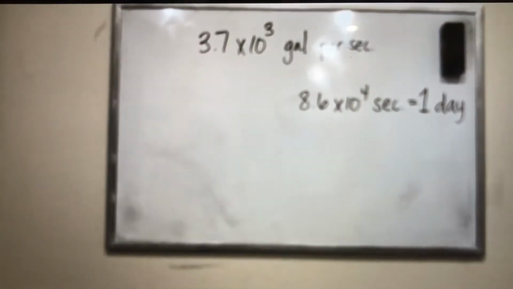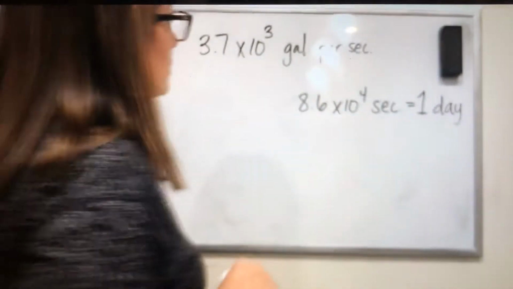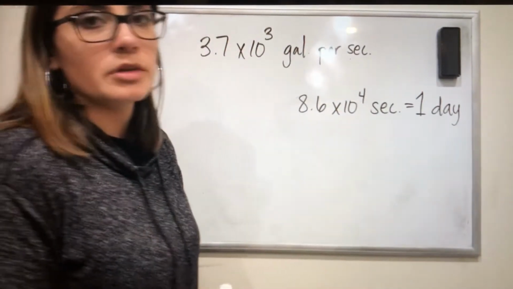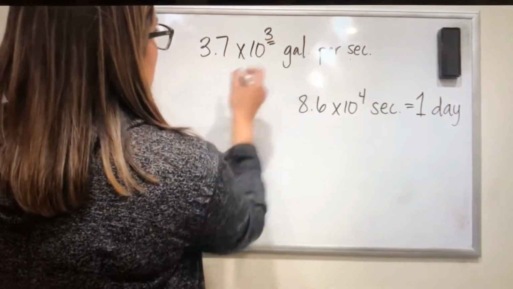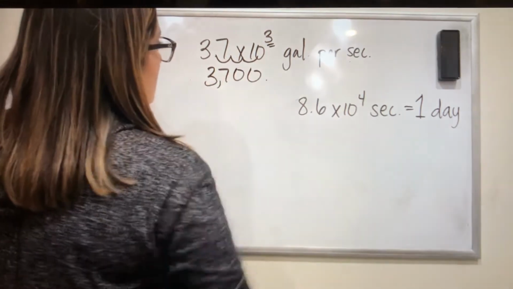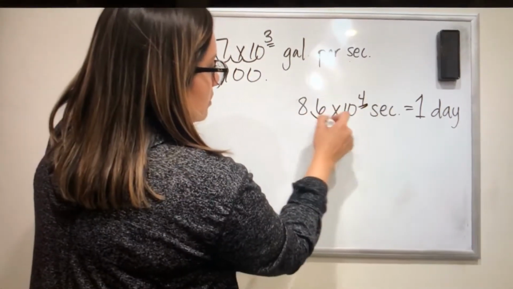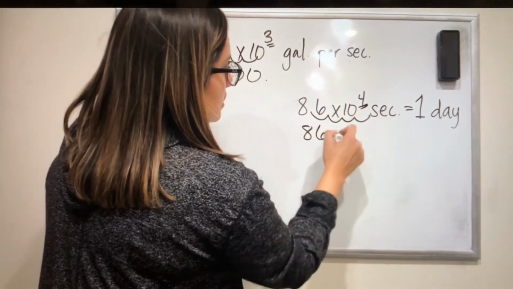So on the board here, we have both numbers. The first thing that would be a good idea to do is to convert the numbers from scientific to standard, so that means moving the decimal. Positive 3 means 3 to the right, so it's 3,700 gallons per second. Positive 4 means 4 times to the right, 1, 2, 3, 4, that's 86,000.